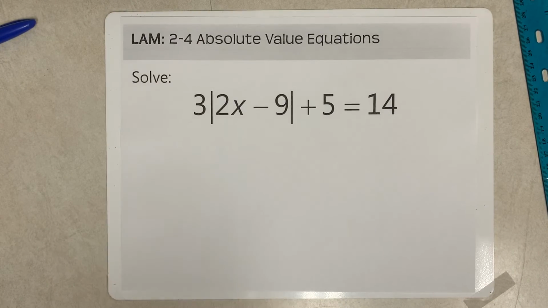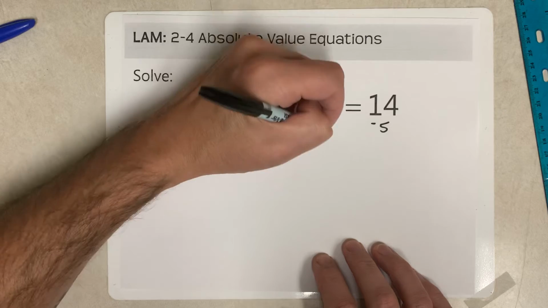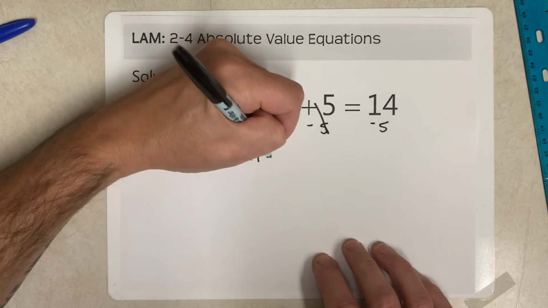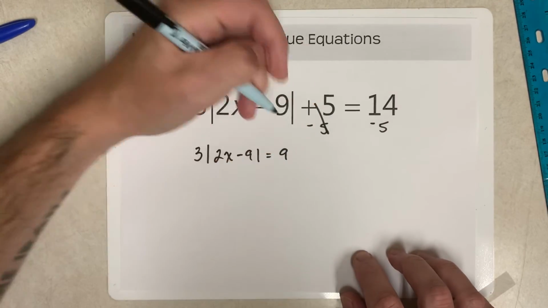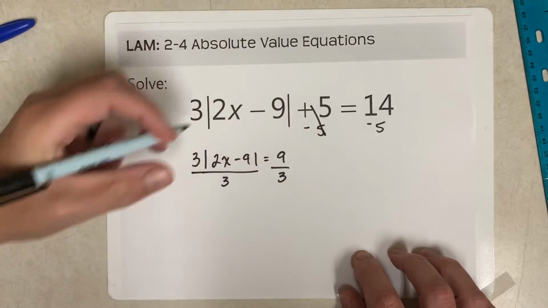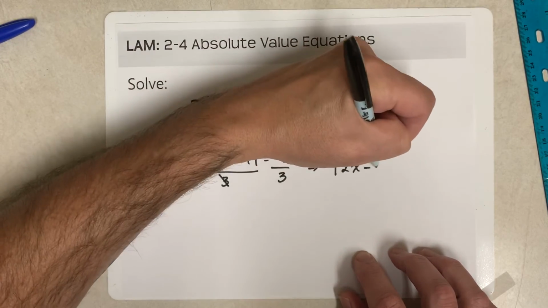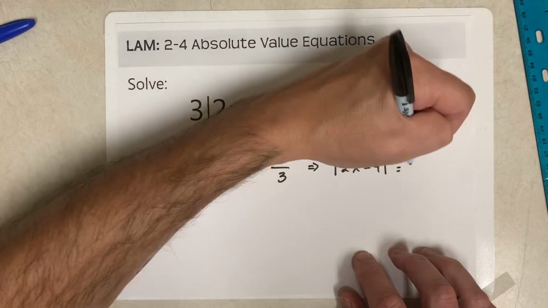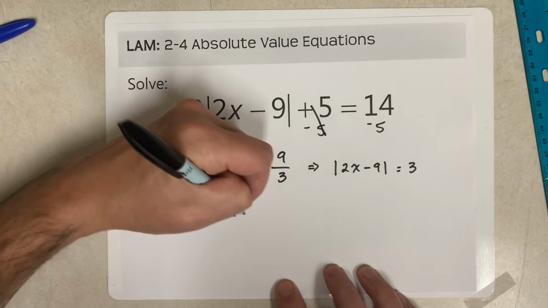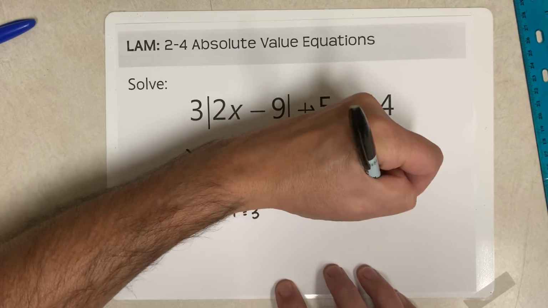This one's slightly more complicated because you have this 2 in front, but not much. Subtract 5 first. And we got 3 times 2x minus 9 is equal to 14. Take away 5 would be 9. And then we're going to divide by 3. Let's get that all the way over. These cancel. And so we have absolute value of 2x minus 9 equal to 9 divided by 3 is 3. All right, so first solution, 2x minus 9 is equal to 3. Second solution, 2x minus 9 equals -3.